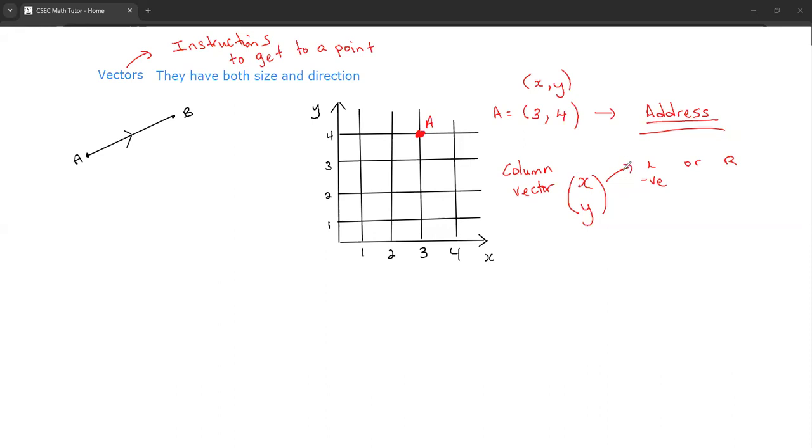Now the top number is going to tell you how to move left or right. If X is a negative number, it means you're moving that number of times to the left. And if X is a positive number, it means that you're moving that number of times to the right. The bottom number tells me up or down. If Y is a positive number, it means you're moving that number of times upward. And if it's a negative number, it means you're moving that number of times downward.